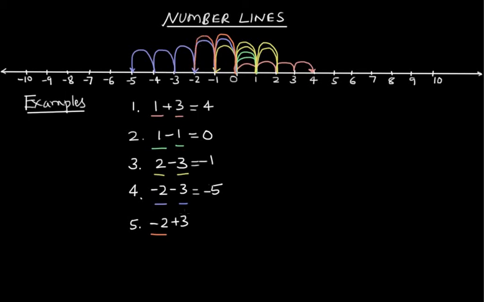Then we look at what is the operation we need to do. It is plus 3. Plus 3 means we need to add 3. So from this position we need to go to the right: 1, 2, and 3. And we stop here. This is nothing but 1. So -2 plus 3 is equal to 1. So this is the basic concept of number lines and how to do addition and subtraction using the number line.